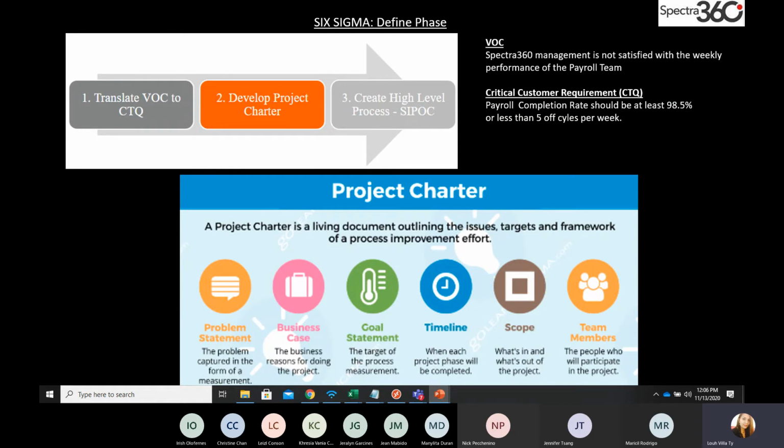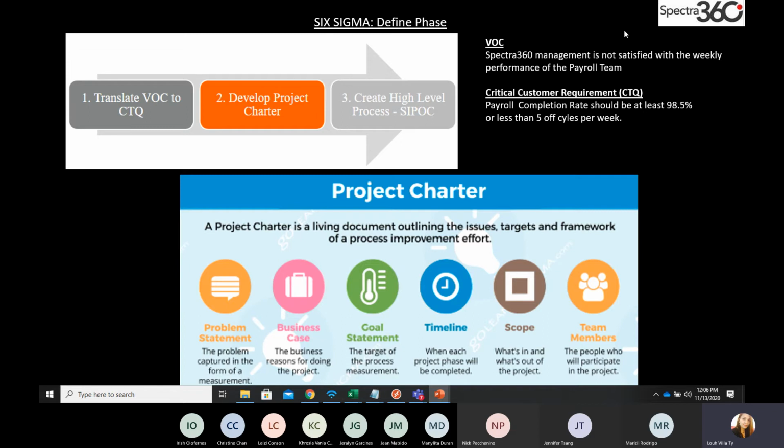But yeah, I'll start with my voice of the customer. My voice of the customer was I listened to the management team. So my voice of the customer was Spectra 360 management is not satisfied with the performance of the payroll team. That's the voice of our bosses. Critical customer requirement, this is how I translated it: the payroll completion rate of the payroll team should be at least 98.5% or less than 5 off cycles per week.